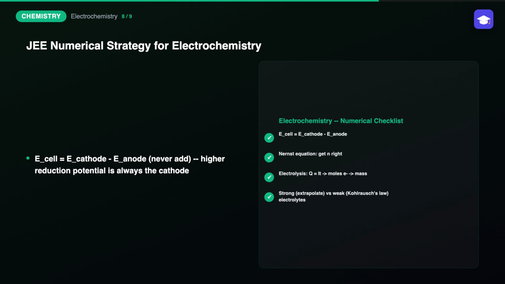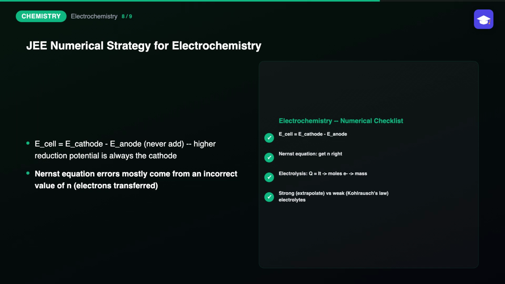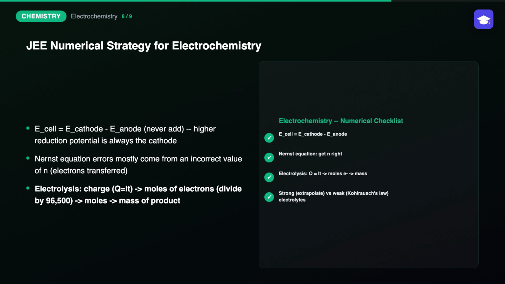Second, if the problem gives non-standard concentrations, immediately reach for the simplified Nernst equation. E cell equals E naught cell minus 0.059 over n log Q, and be very careful to correctly identify n, the specific number of electrons actually transferred in the fully balanced overall cell reaction. An incorrect n value is easily the single most common source of numerical errors throughout this entire chapter.